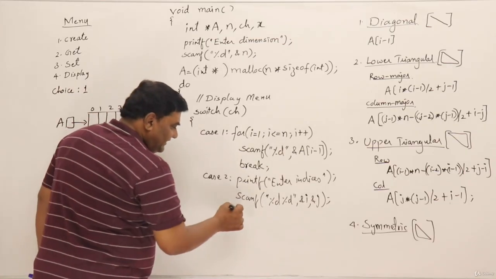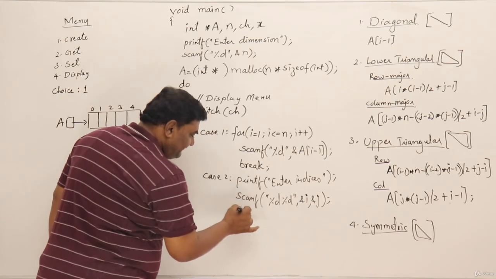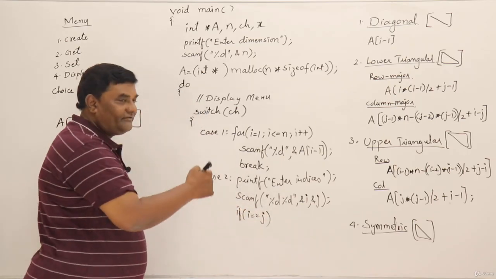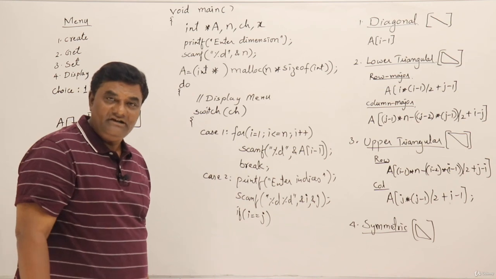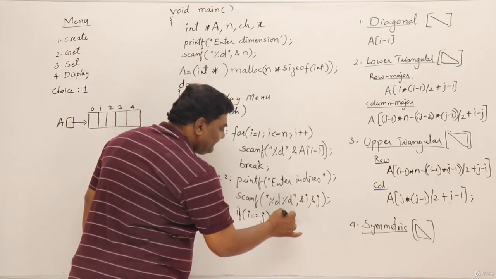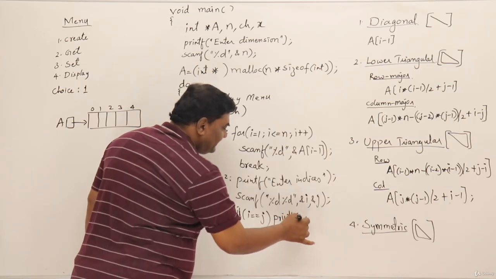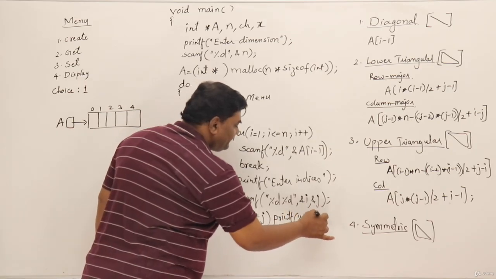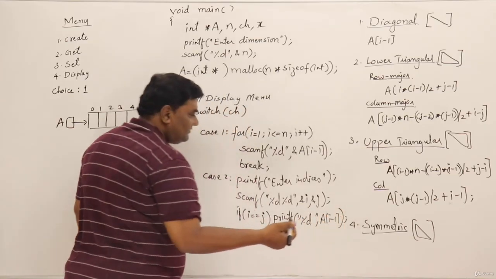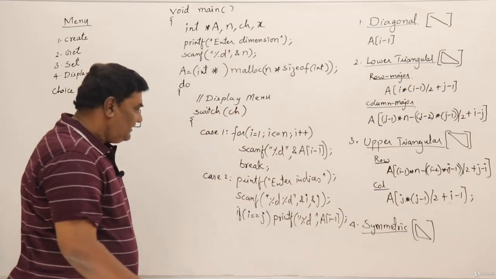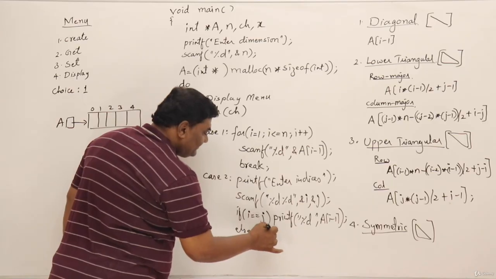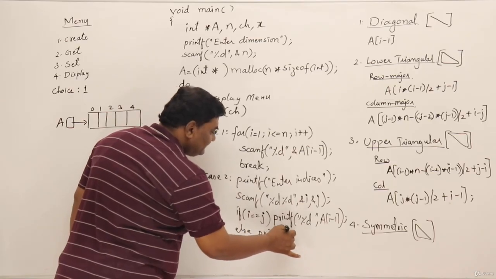Then after reading this, if i is equal to j, then for this there is a non-zero element available. So in the same line I will say printf %d. Which element should I print? I should print the element from i minus 1. That's it. Else that element is 0, so I will print just 0.